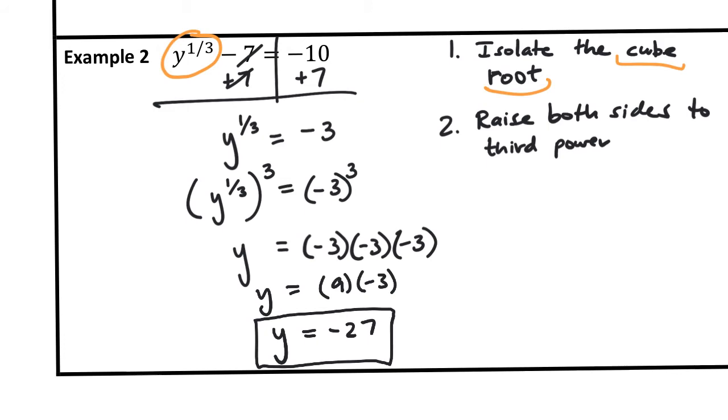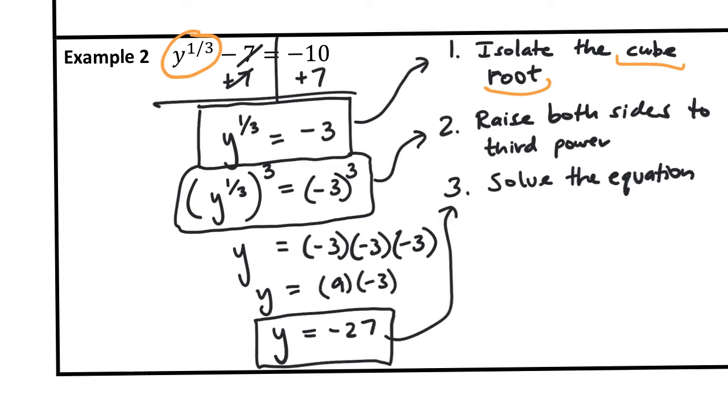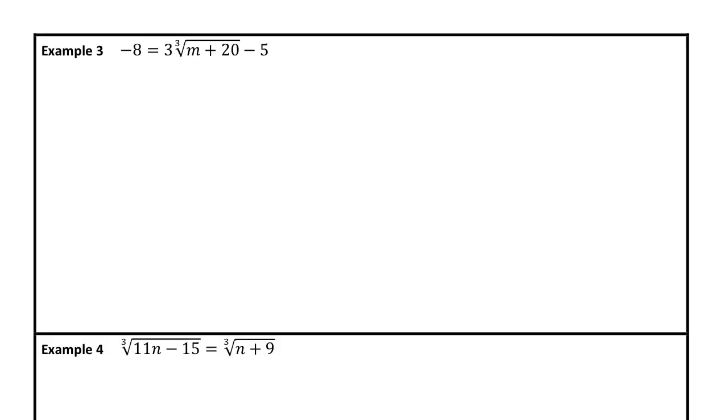I forgot to put here the last step: after we raise both sides to the power of 3, we solve the equation. So we have step 1, step 2, and then step 3. Okay, let's go over to example 3.